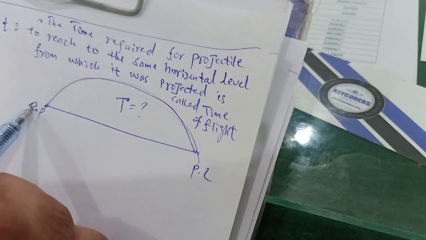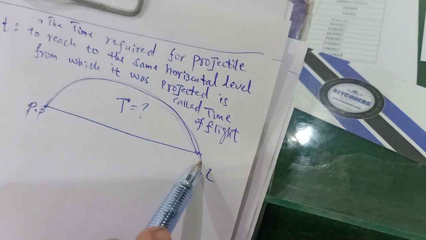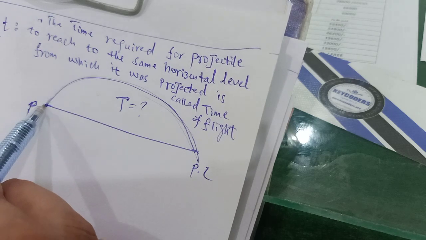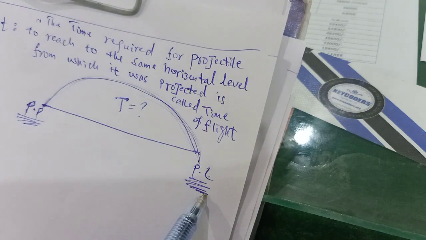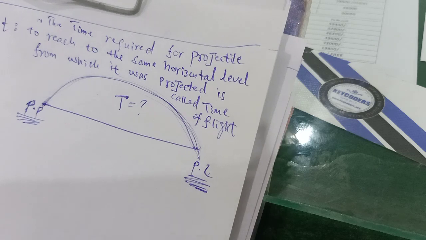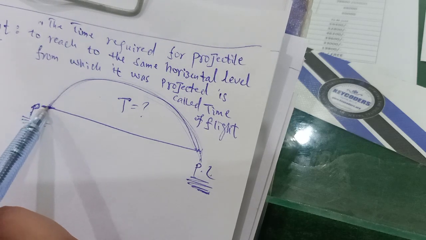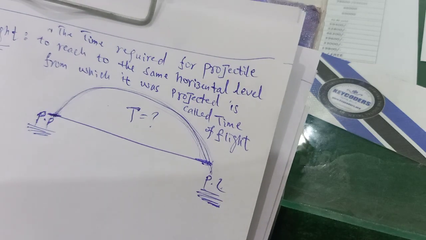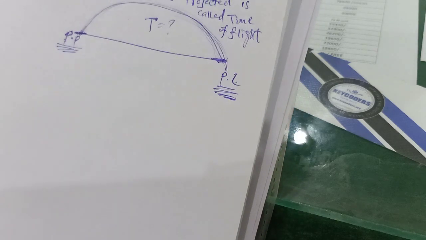So from the point of projection, from the point of throwing, to the point of landing: we threw the projectile from the earth, so to come back from the earth to the earth, from the point of projection to the point of landing, how long it will stay in the air, that is called time of flight. The time required for projectile to reach the same horizontal level from which it was thrown. From this level we have thrown it, so how much time it will take to come back to this same level, that is called the time of flight. In simple words, the time required for the entire journey of projectile is called time of flight.